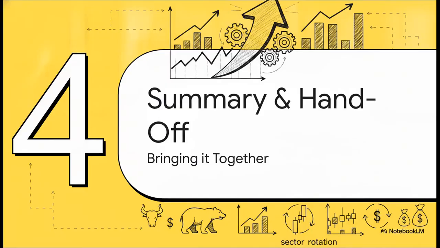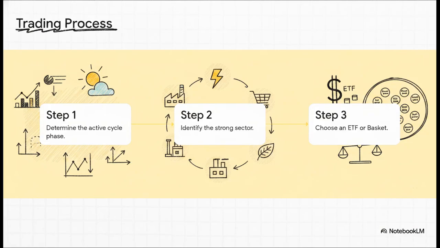Section 4. Summary and the handoff. Let's move on and see how all this builds together. Before this explainer, you knew the 5-phase map. Now, you also know the vehicles for expressing a sector call. It all builds into a highly repeatable process. Step 1. Determine the active cycle phase using your macroeconomic data. Step 2. Identify the corresponding strong sector for that specific phase. And Step 3. Choose between a sector ETF or a basket of top names, based entirely on how much individual company risk you're willing to carry. That is the logical progression, and you can now execute this entirely on your own.